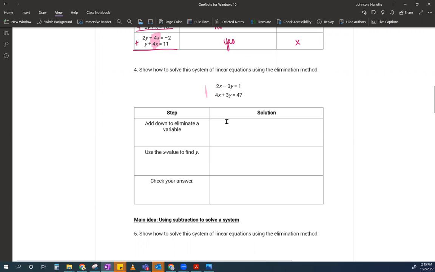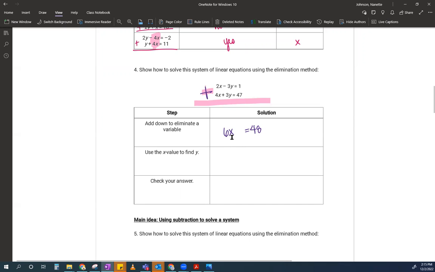And you're like, oh, that's 6x. And what's negative 3y plus 3y? And you're like, oh, that's 0. So do you want me to write 0, Ms. Johnson? No, I do not want you to write 0. And then what's 1 plus 47? Oh, that's 48. So I'll ask you, what would you rather deal with? 6x equals 48 or 2x minus 3y equals 1 and 4x plus 3y equals 47? And you're like, this one.